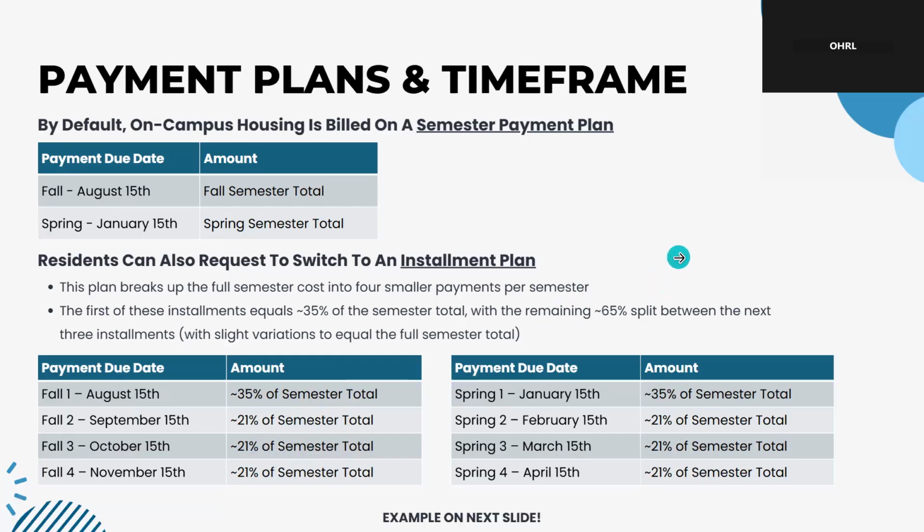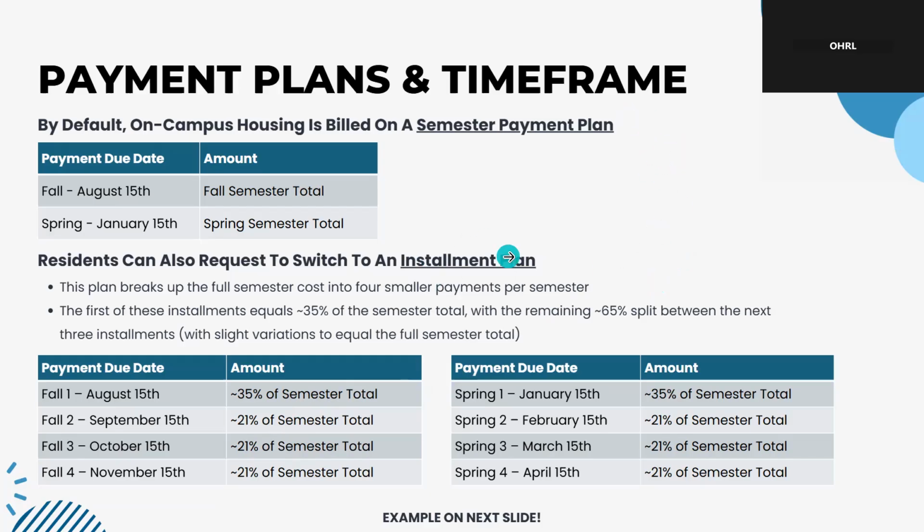But basically, installment payment plan, which you can request by sending us an email, or actually, I believe we'll be sending out a form closer to the after bills go live if you would like to switch to the installment plan. But basically, everybody's on the semester plan by default.